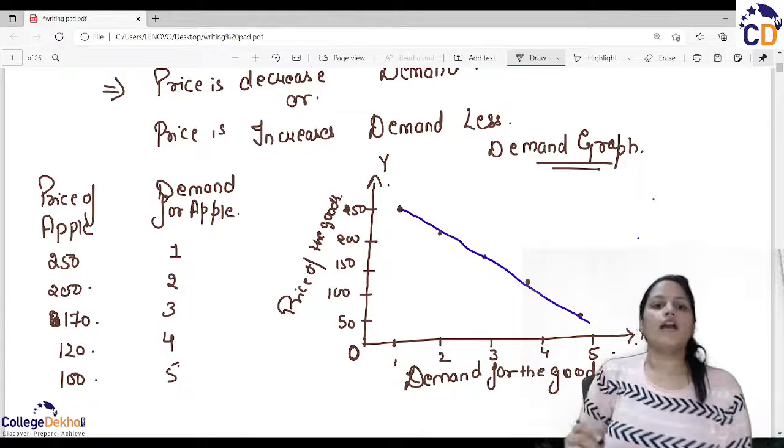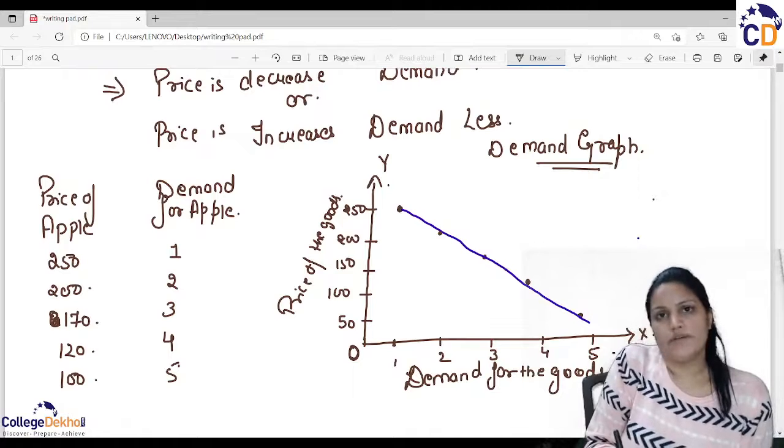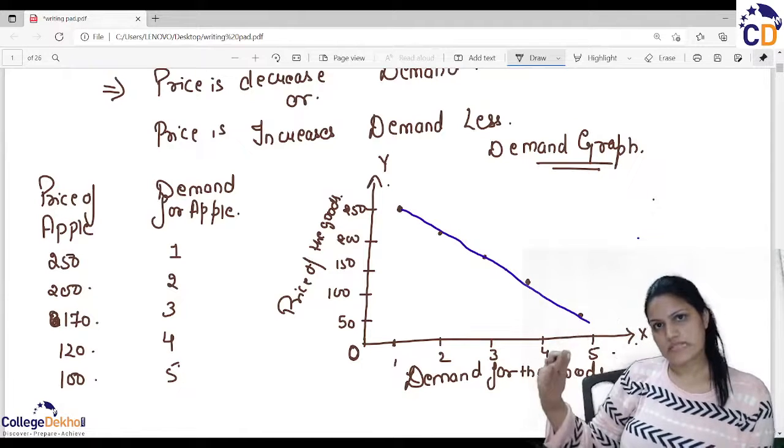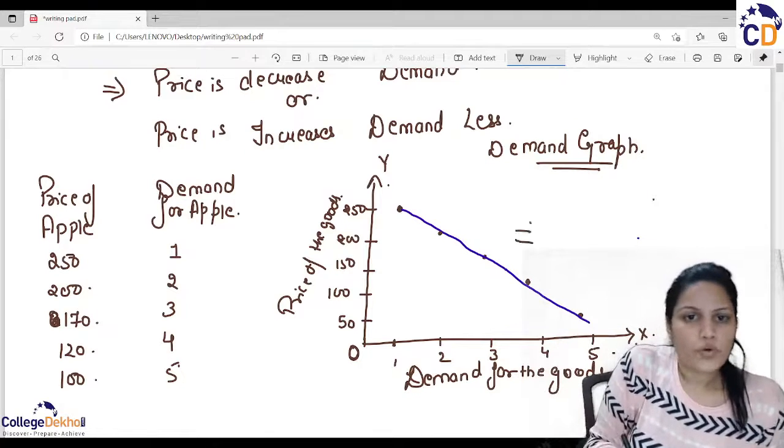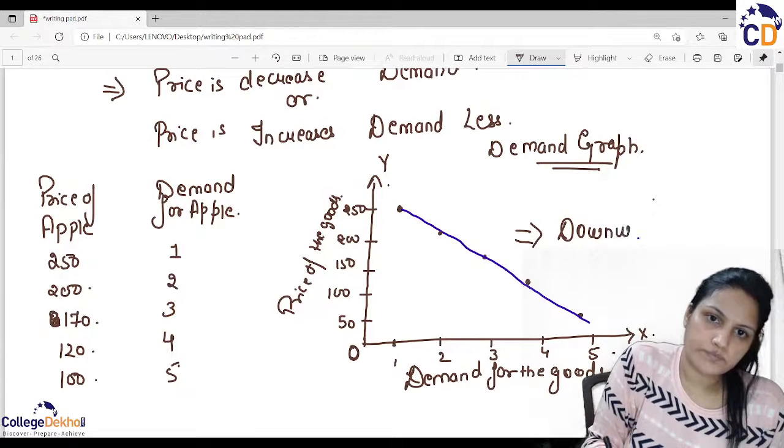Okay. The graph would be like this. So this graph is downward slanting. So the demand graph is always a downward slope.